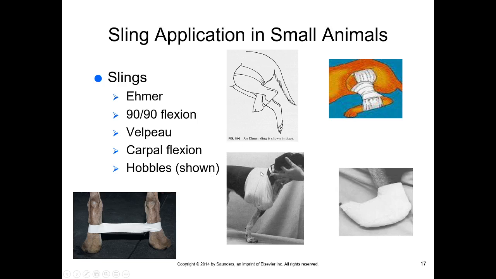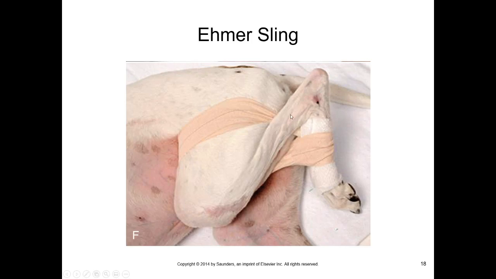The two for the front leg are the Velpeau, which straps that leg straight up right next to the body wall and keeps it there. It keeps the shoulder from moving. To avoid putting any pressure on the shoulder, we can actually take the carpus and bend it, and put a bandage around it, tape around it to keep it in that position. That will keep the animal from being able to extend their elbow and put weight on that leg, so no weight on the shoulder.